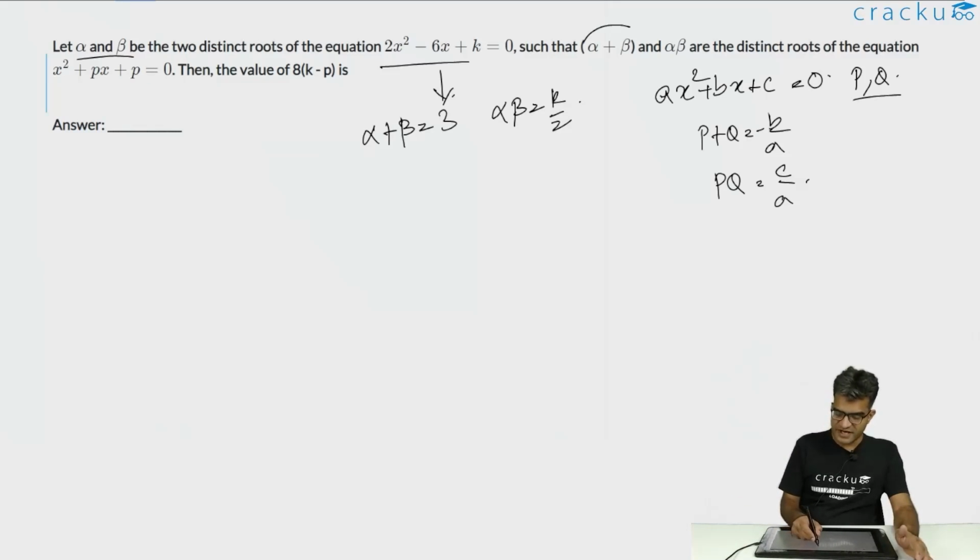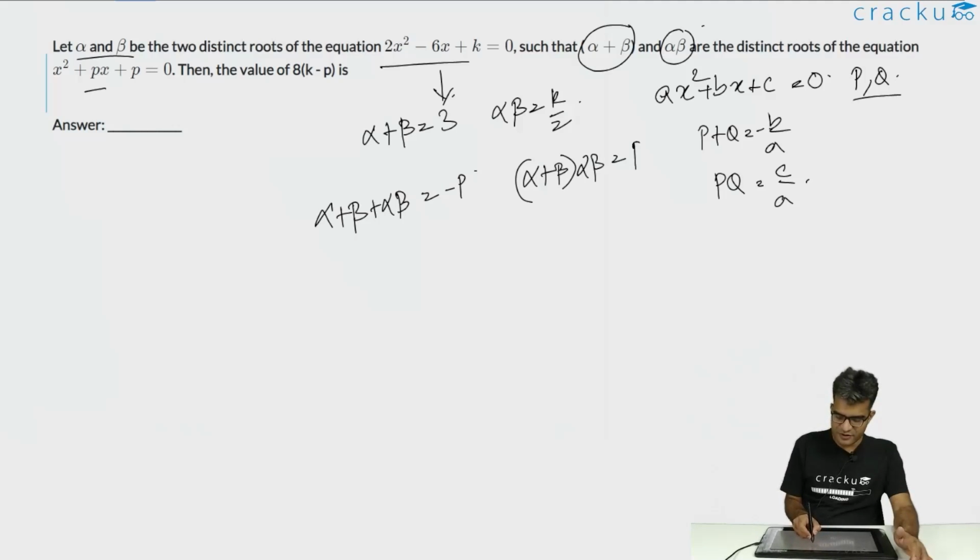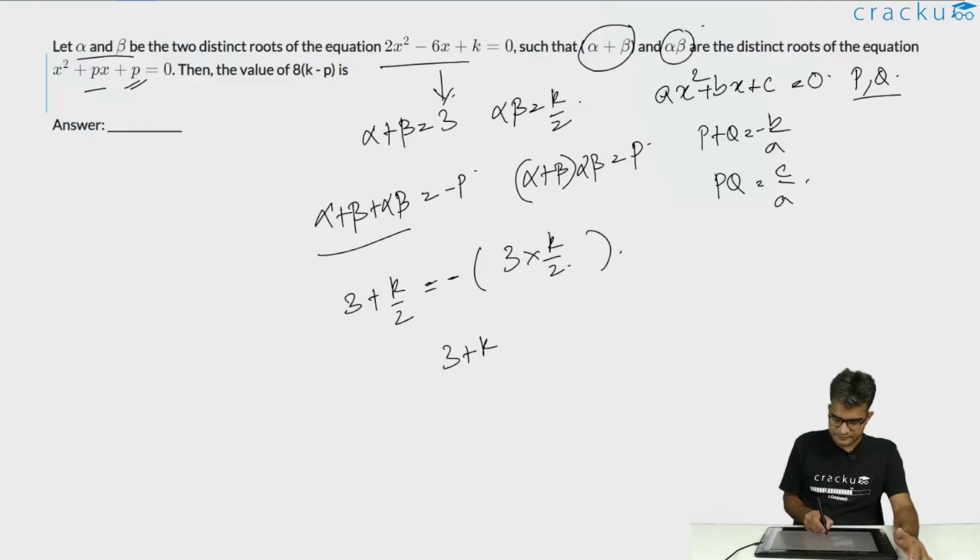For the second equation, the roots are alpha plus beta and alpha beta. So alpha plus beta plus alpha beta is equal to minus p, and the product of the roots, alpha plus beta into alpha beta, is equal to p, which is the constant term. So we can get an equation. What is the value of alpha plus beta plus alpha beta? That is 3 plus k by 2 is equal to minus of 3 into k by 2, or 3 plus k by 2 is equal to minus 3k by 2, or 3 plus 2k is equal to 0, or the value of k is equal to minus 3 by 2. This is the value of k.